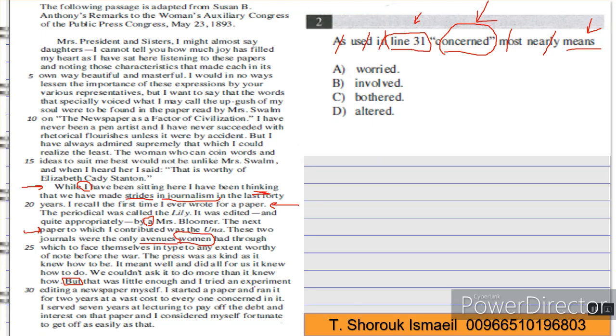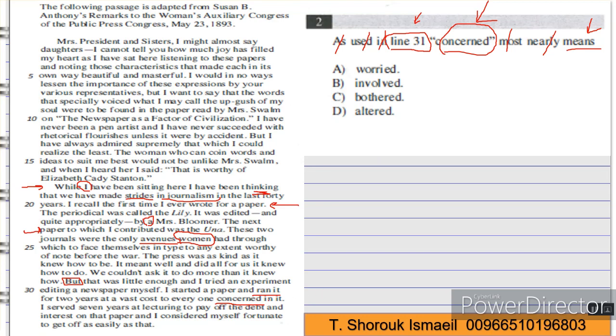I tried an experiment, editing. Again, she's talking about another personal experience, especially about her. Editing a newspaper myself. I started a paper and ran it. Ran here means managed. For 2 years at a vast cost to everyone concerned in it. This is the word I'm asked to figure out its meaning according to my context.